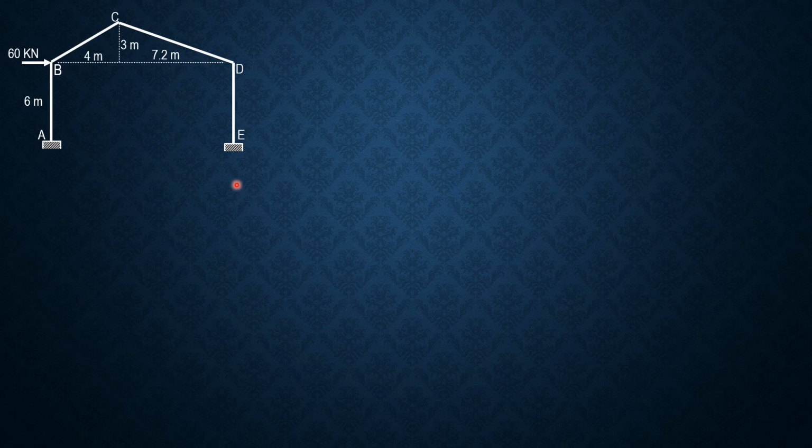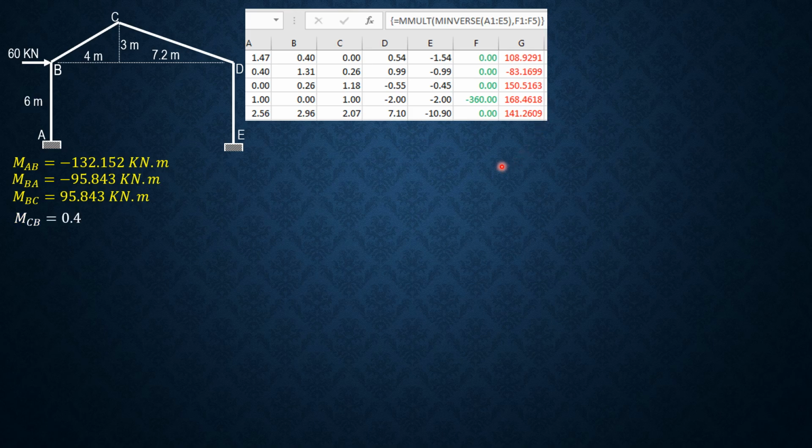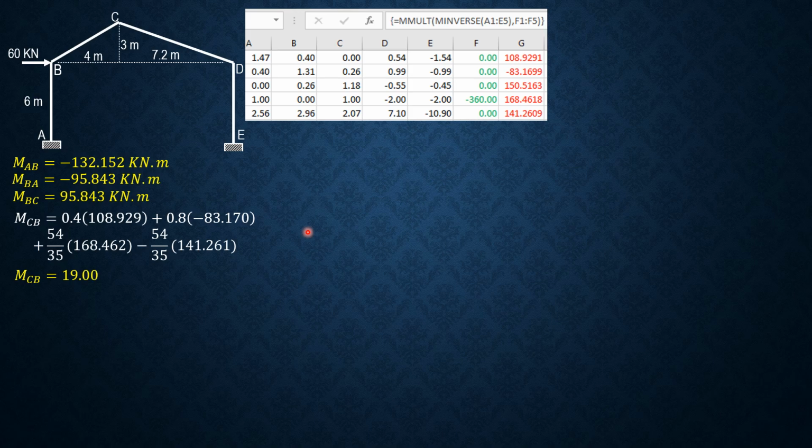So to continue, these were the results in the preceding slides, and the values of theta B, theta C, theta D, P1, and P sub 4. So MCB is 0.4 of theta B plus 0.8 of theta C, then plus 54 over 35 P1 minus 54 over 35 P sub 4. So MCB is equal to 19.003 kilonewton meter.